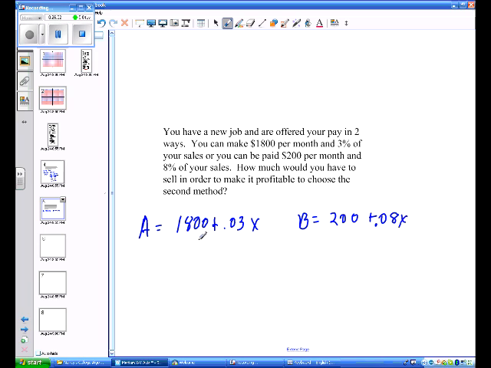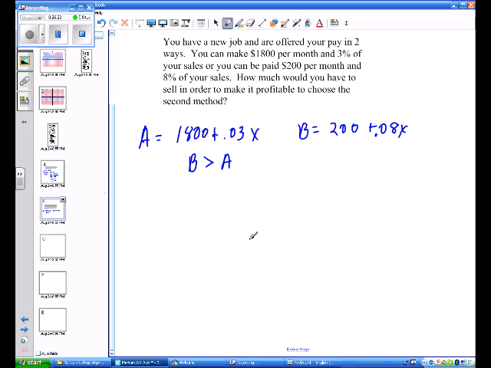So we want to know, well, how much do I have to sell? We want to know when B, when this amount is better than A, when you're going to make more from B than you are from A. So how much do you end up having to sell? So that's our inequality that we're going to set up. It's 200 plus 0.08x is greater than 1,800 plus 0.03x.